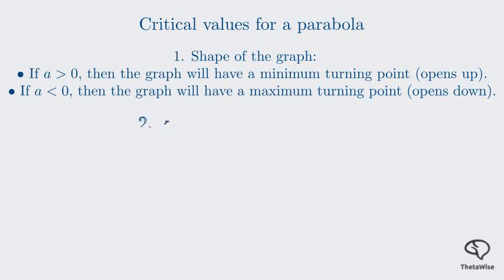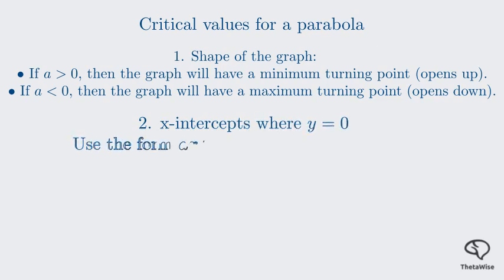Second, we find the x-intercepts. These are the points where the parabola crosses the x-axis. At these points, the y value is 0. So to find them, we set y equals 0 in our equation y equals ax squared plus bx plus c, and then we solve the resulting quadratic equation for x. We can do this by factoring or using the quadratic formula.